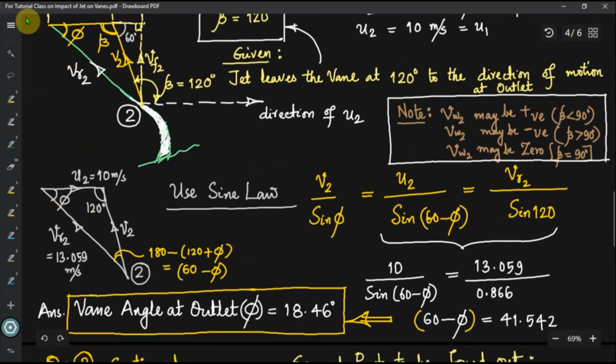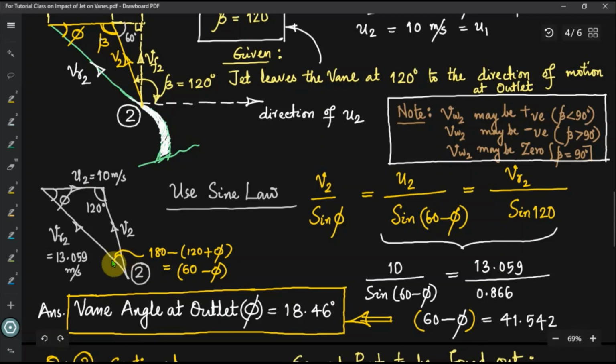So this triangle is copied over here, the triangle with u2, V2 and Vr2. It's a scalene triangle with this angle beta being 120. The magnitude of each side divided by the sine of the angle between the other two sides will be a constant. So V2 divided by the sine of the angle between the other two sides, that is phi, sine of phi, or you can say sine of the angle at the opposite vertex. So V2 divided by sine phi is equal to u2 divided by sine of the angle between the other two sides, here, this angle.